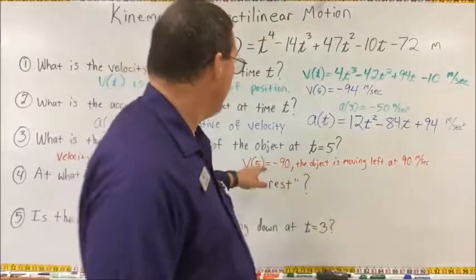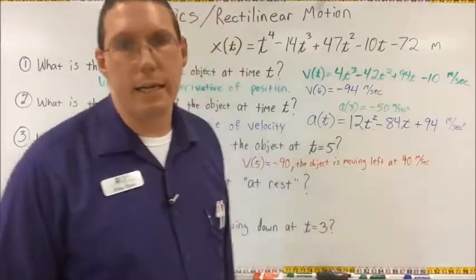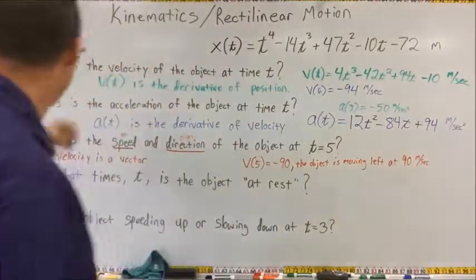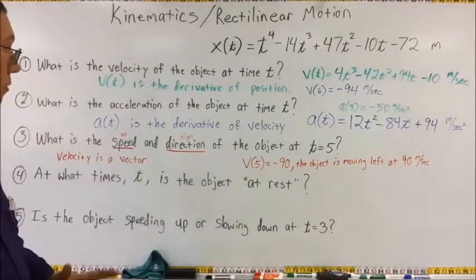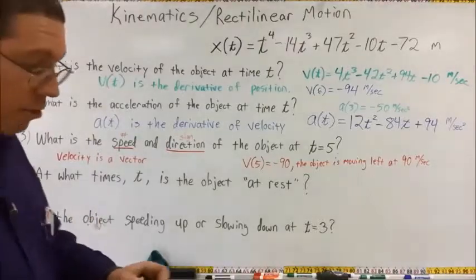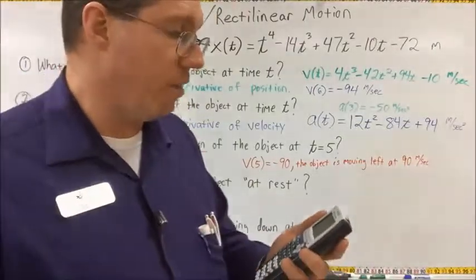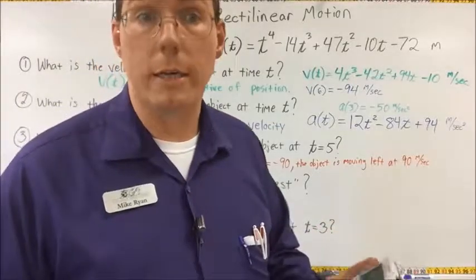You could just say the object is moving left at 90, or at a speed of 90. So that's how you answer what is the speed and direction of the object at time 5. Let's look up another one. Let's say, what is the speed and direction of the object at time 1?